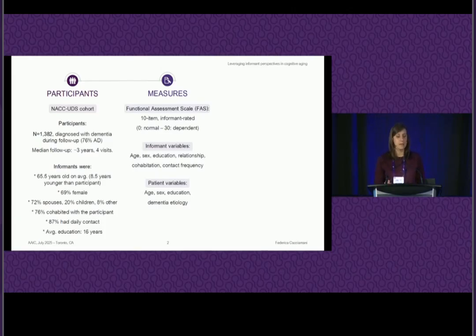And then we had, and this is our main predictors, the informant variables. So informant's age, sex and education, the relationship to the patient, the cohabitation status, and the contact frequency, which was both in-person visit and by phone. And then we had patient-level variables: age, sex, and education, and dementia etiology, which was mostly Alzheimer's.